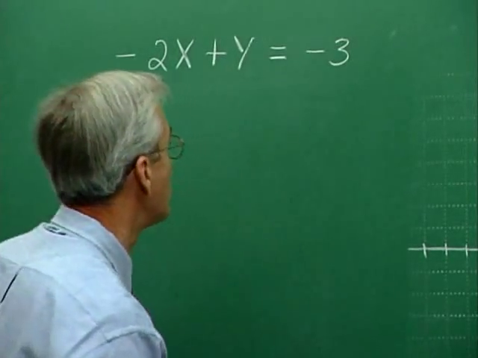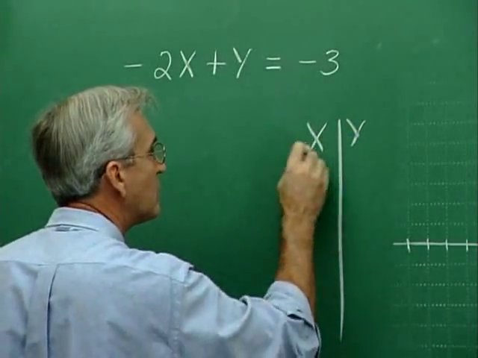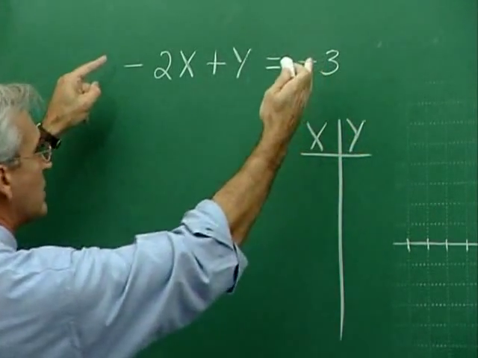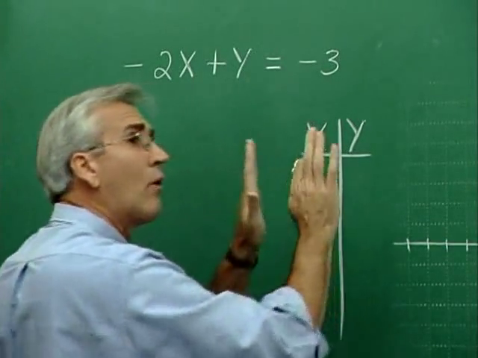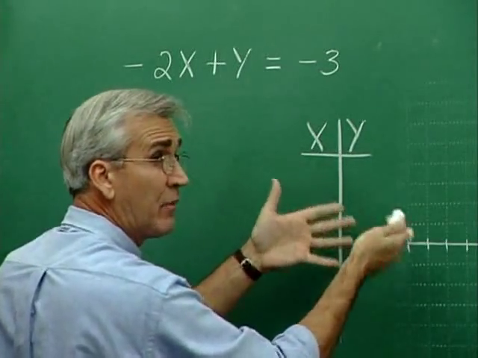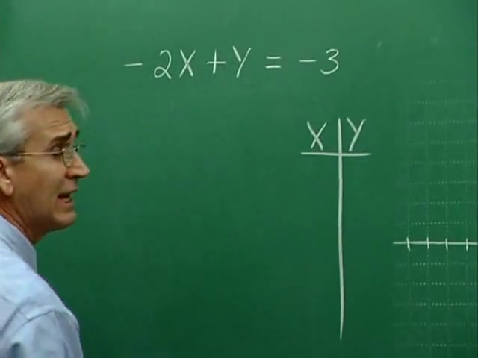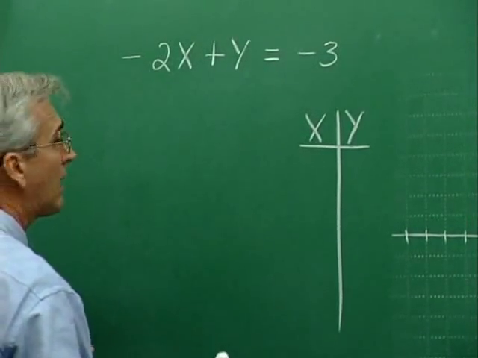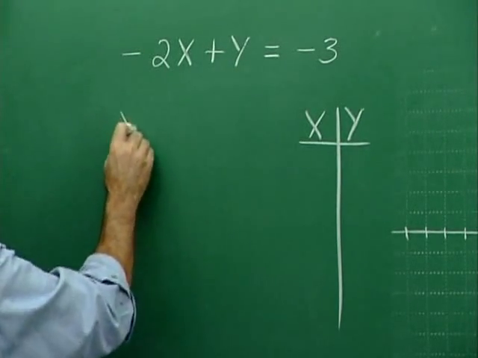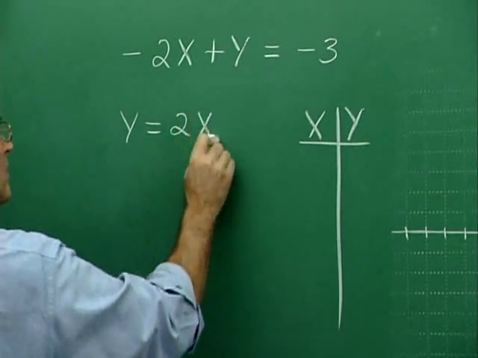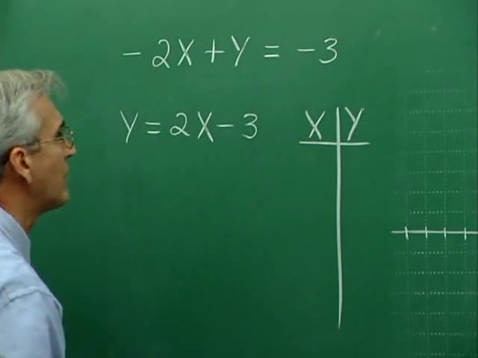Now, to find the solution points, we make a table of values like this, a table of x and y values that solve this, and we set up the table like this, and we select at random values for one of the letters, and then we solve for the other one in the equation. Now, an easy way to do that is to take the equation and to solve the equation for one letter or the other. This equation is pretty easy to solve for y. If I add 2x on both sides, I have y equals 2x minus 3. Now I can use this version of the equation to complete my table of values.